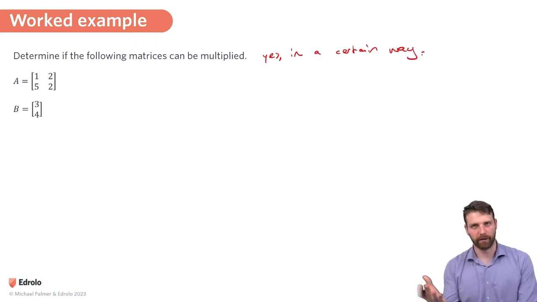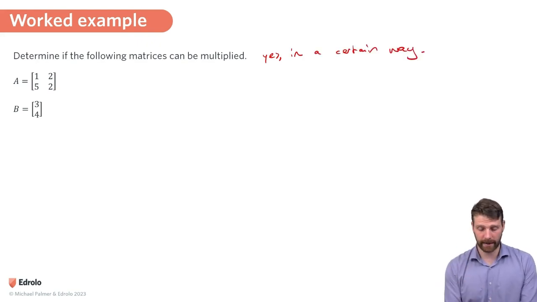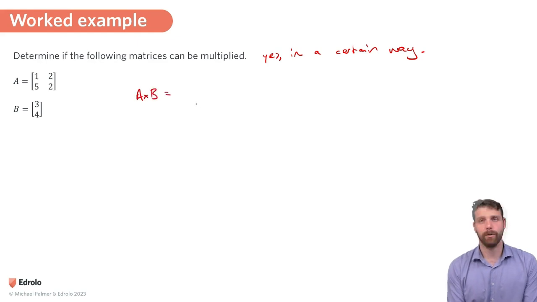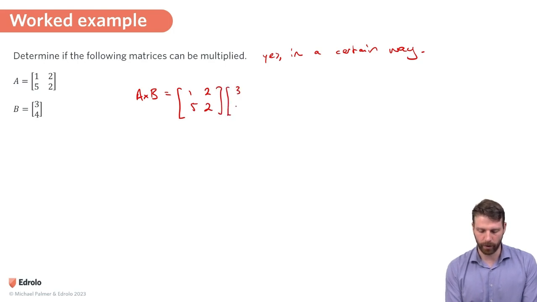How do I know that? Well, I wrote the question, but let's look. Can I multiply A by B? That would look like matrix A, 1, 2, 5, 2, multiplied by matrix B, 3, 4.